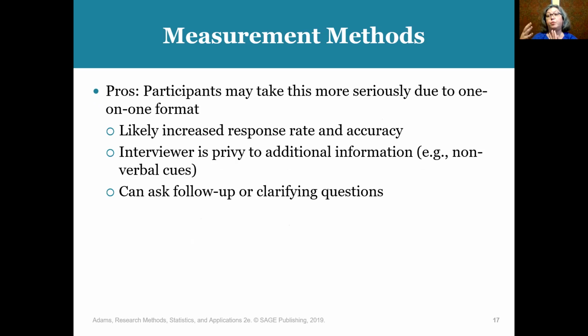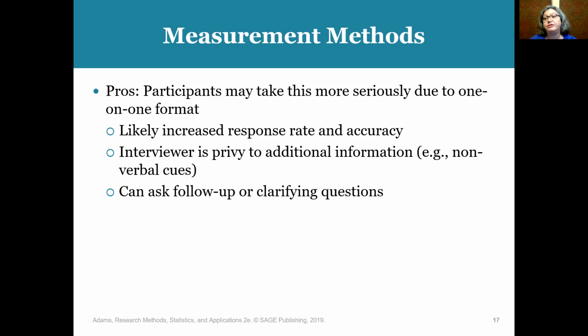Participants, especially if it's a one-on-one format, often take an interview very seriously. So they're very likely to respond to every question, and they're very likely to actually be thoughtful when they're doing that. So the accuracy tends to be relatively good.